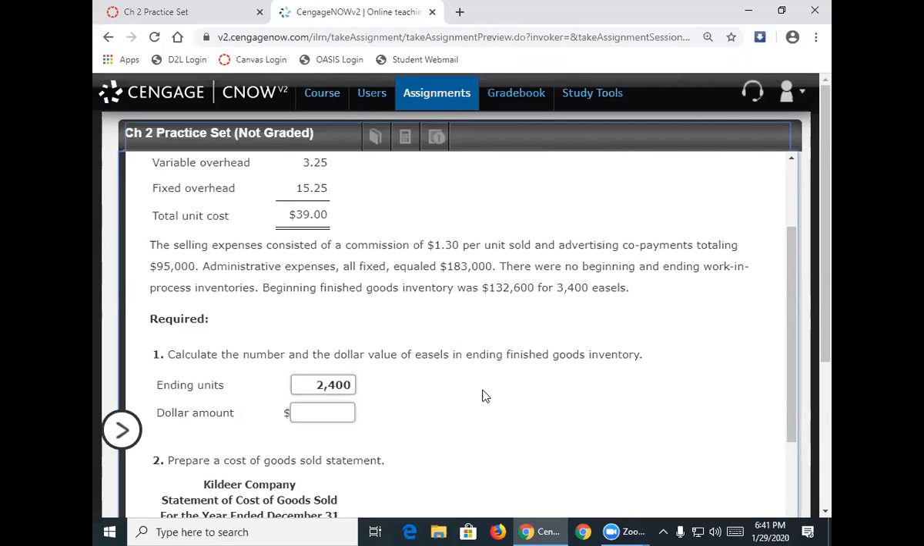And so then, what's the dollar amount in ending inventory? Would it be the 39 times the 2,400? Yeah, you got it. Well, they told us our unit cost was $39, so 2,400 times 39, 93,600.